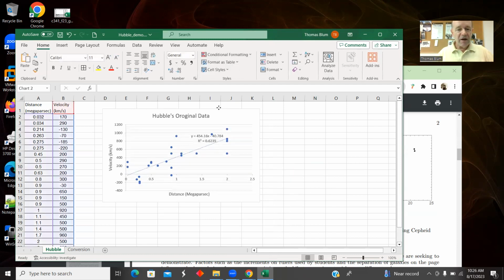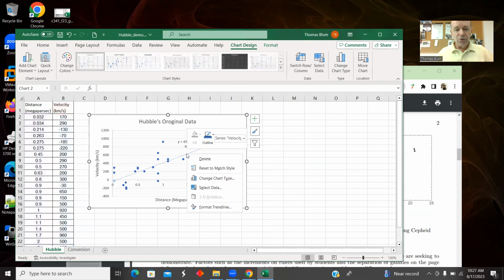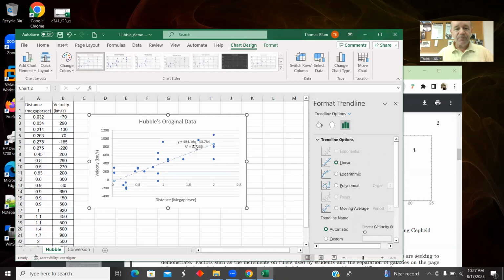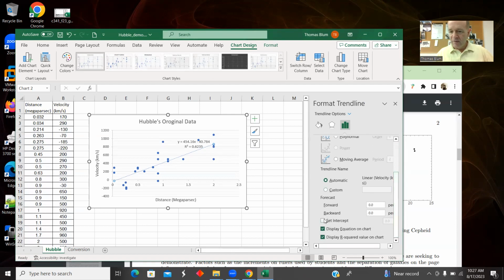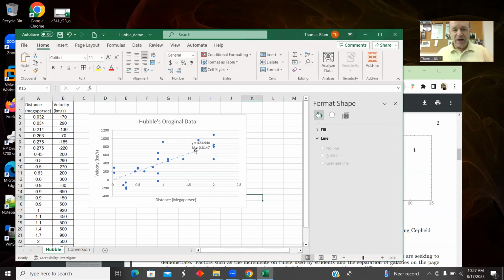Okay, and then I would like to format the trend line. I'd like this to go through the origin. So I'd like to get rid of that 40 and have a 0. And there's a box here, set the intercept, and set it to 0. I could set it to something else, but I want it set to 0. And so then here we have that plot. The r squared is about 0.8. So not bad, but not great.